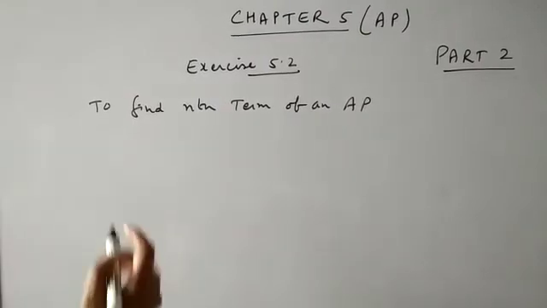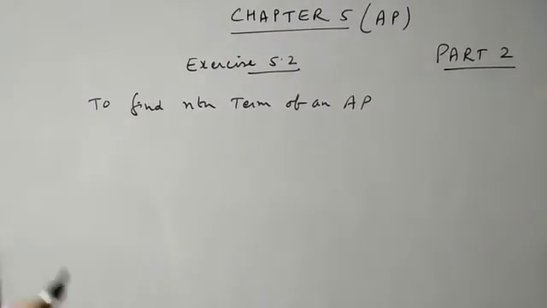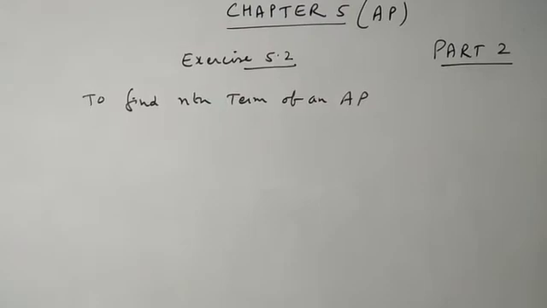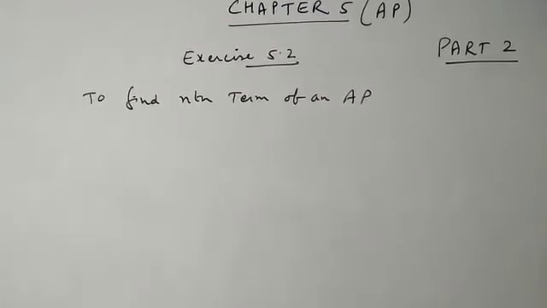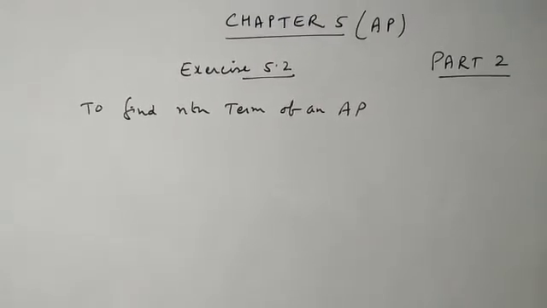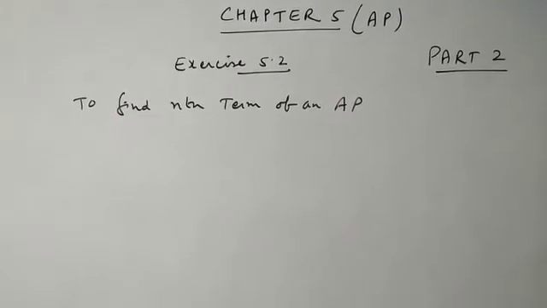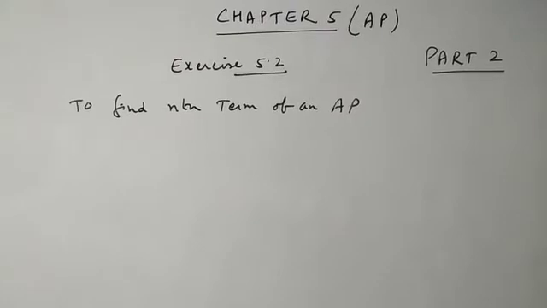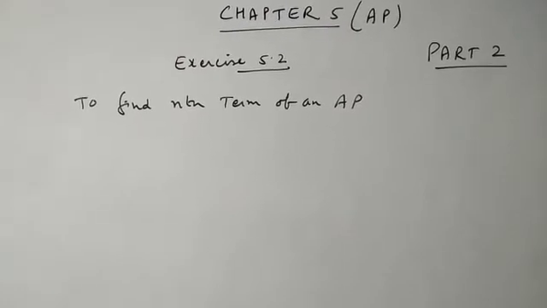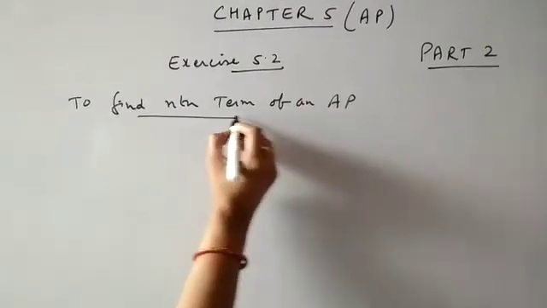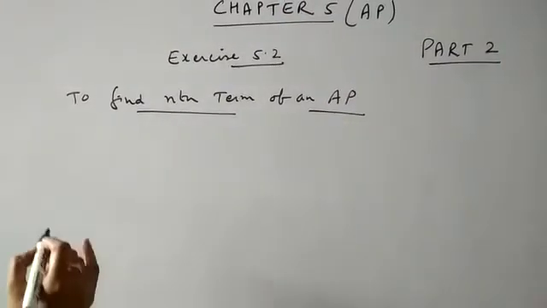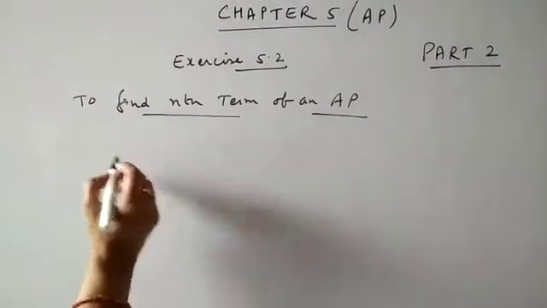Now, when we find any unknown term, we are finding it by adding common difference to the preceding term. Suppose I have an AP and I want to find its 10th or 20th term. It will take a lot of time. So what is the easiest way to find any unknown term? That is known as nth term of an AP. Here we generalize the formula.